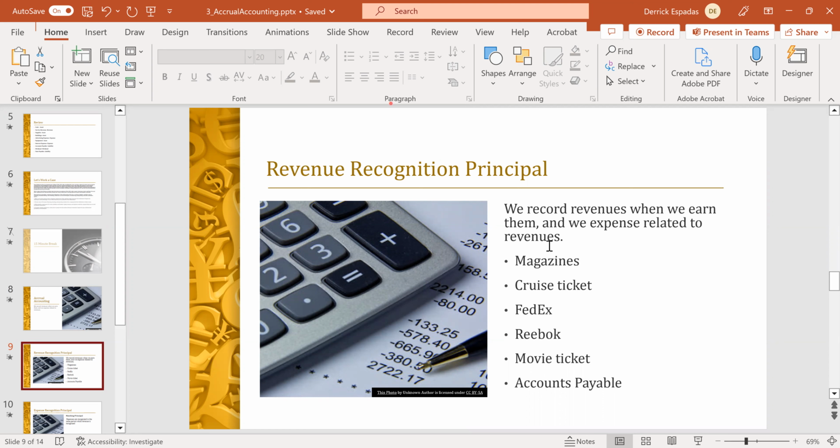So let's use the example of magazines. Usually when you buy a magazine, like a year subscription, we only record the revenue when we earn it.